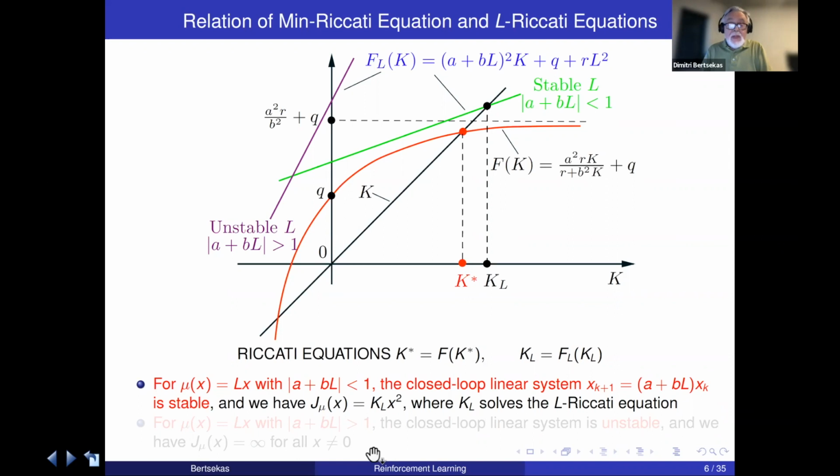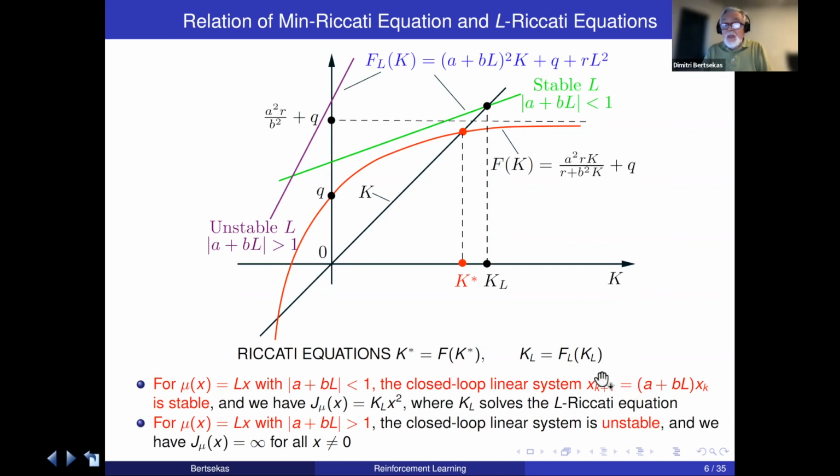On the other hand, if A plus BL has absolute value greater than 1, then the state of the system explodes, either like this or like that. And the cost function is infinity for all x except for 0. And in this case, we say that the closed loop system is unstable. So there's an important distinction here between stable linear policies and unstable linear policies. And this is what you see here.